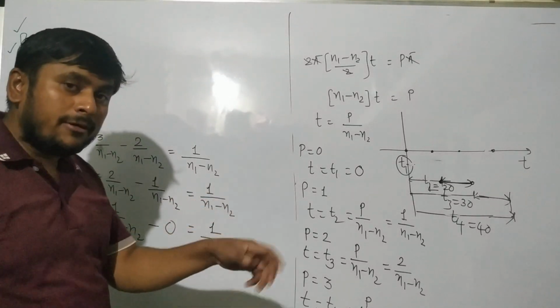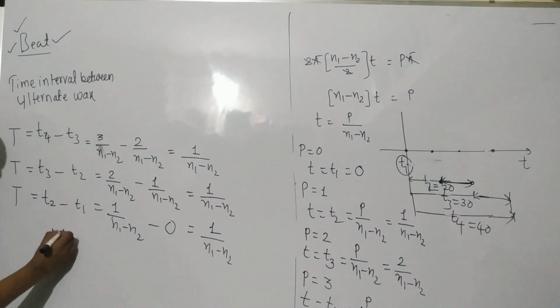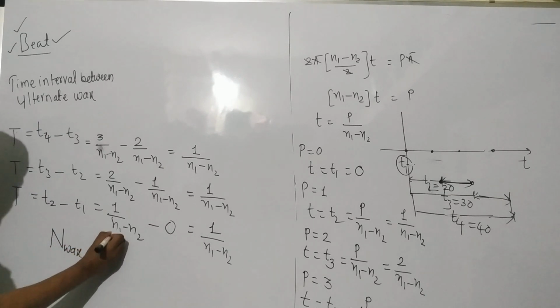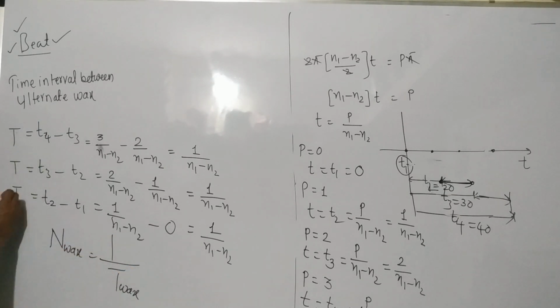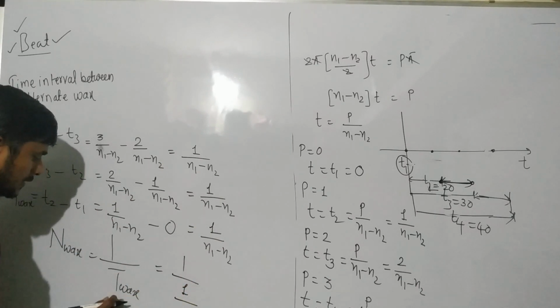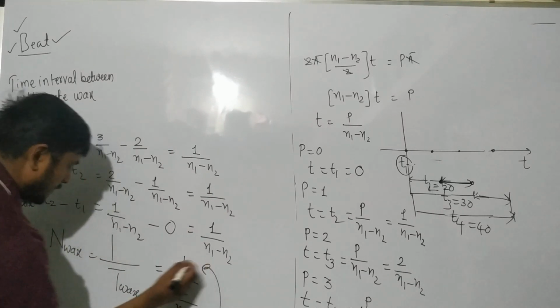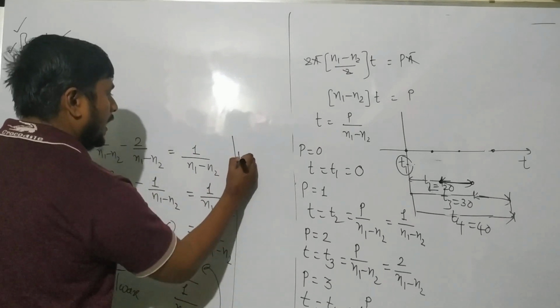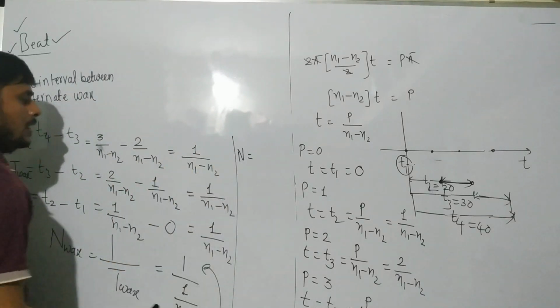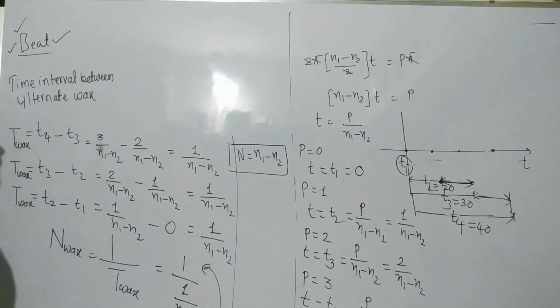But we don't want to stop over here. We wanted to find out the frequency. So frequency is nothing but the inverse of this. Frequency of wax will be equal to the inverse of the time interval of wax. This is the time interval of wax, which is 1 upon n1 - n2. So a upon b upon c, c will go to the numerator. Now we got the frequency. N will be equal to n1 - n2, which moves upward into the numerator. So this is the frequency of the wax.